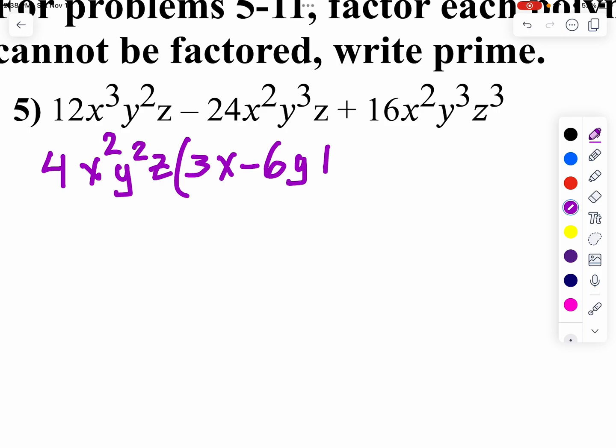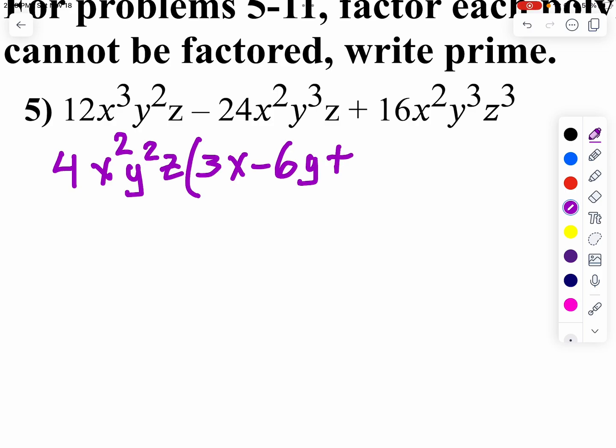And then my last term, 16 divided by 4 is 4. I've got the x squared. I'm missing a y. And I'm missing z squared to get to z cubed, because z times z squared is z cubed. And that's all you have to do.